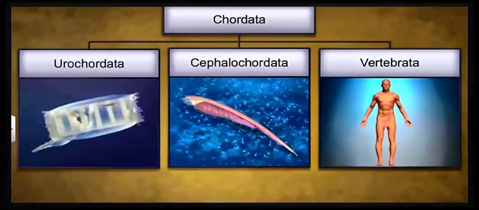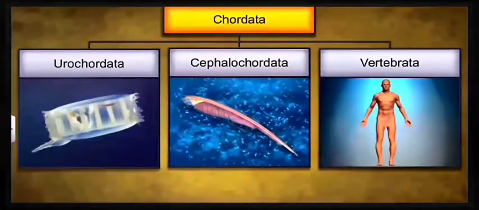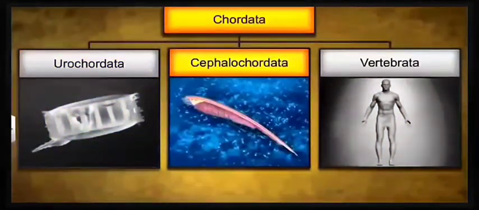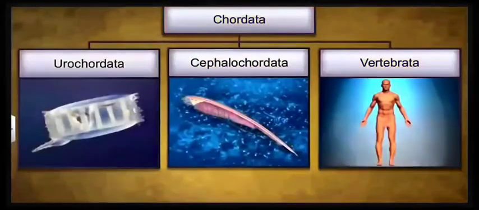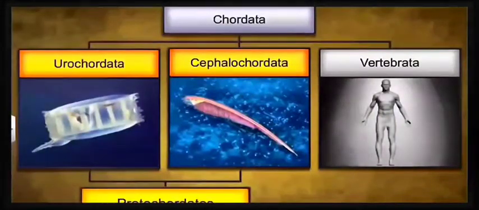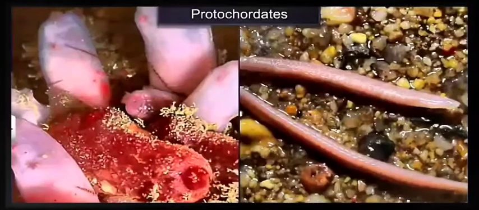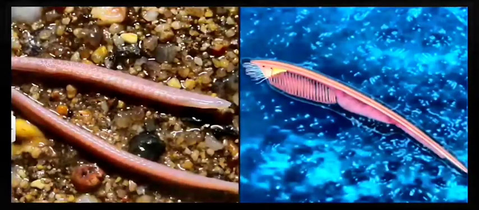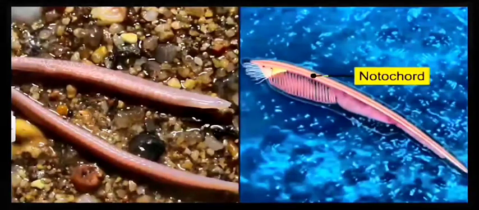They have a closed circulatory system. Now you can see these Urochordata and Cephalochordata, they are primitive chordates and they are commonly called as protochordates. In protochordates, they are all marine. The notochord in case of Urochordata is present only in the tail part of the larva, whereas in Cephalochordata it is present throughout.